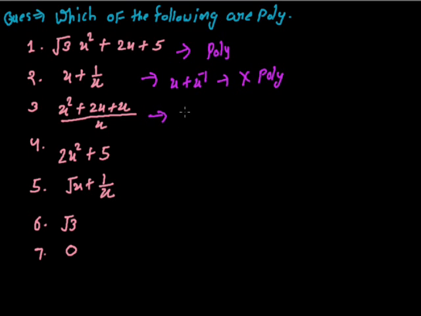We come to the third expression. If you simplify this expression, x is common from all the terms in the numerator, so it can be written as x times the bracket x plus 2 plus 1, all divided by x. Now x gets cancelled out, so what remains is x plus 3. In this expression, x raised to power 1 is a whole number, so it is again a polynomial expression. Now we come to the next one.